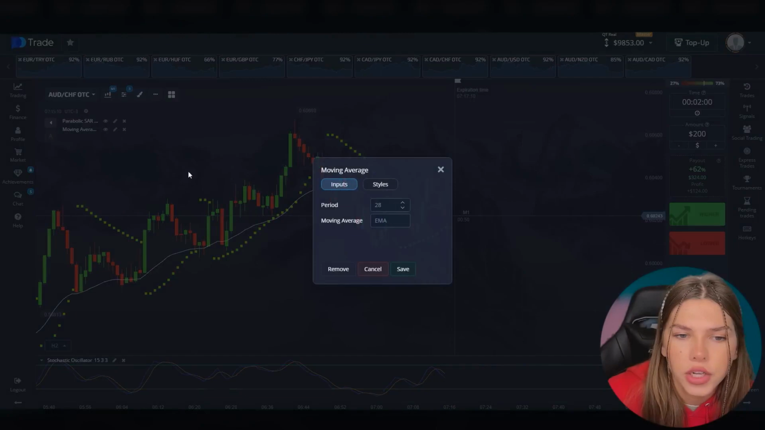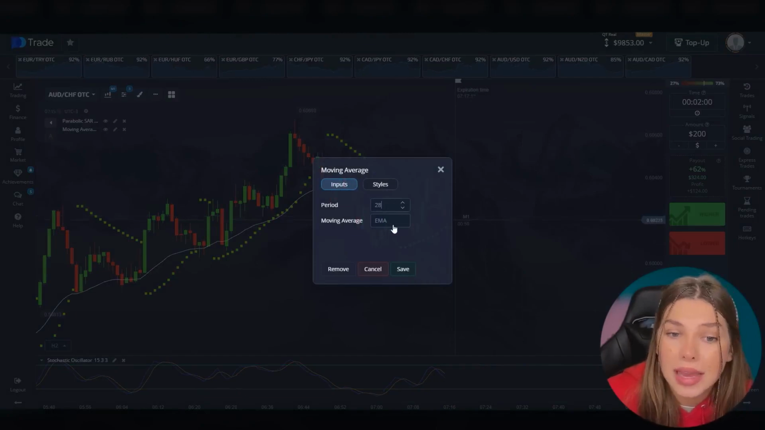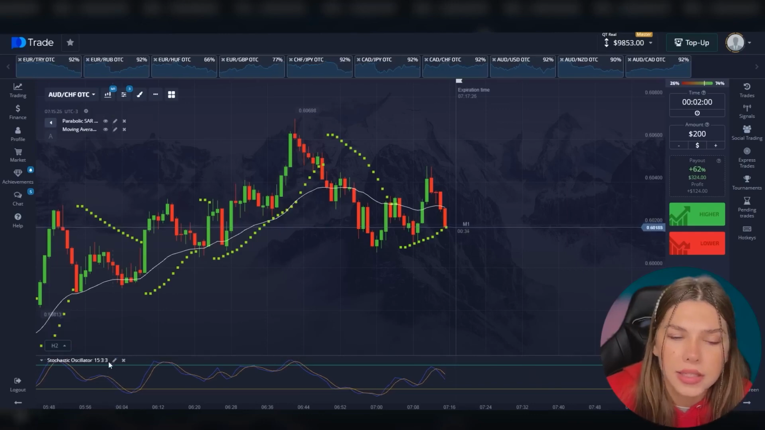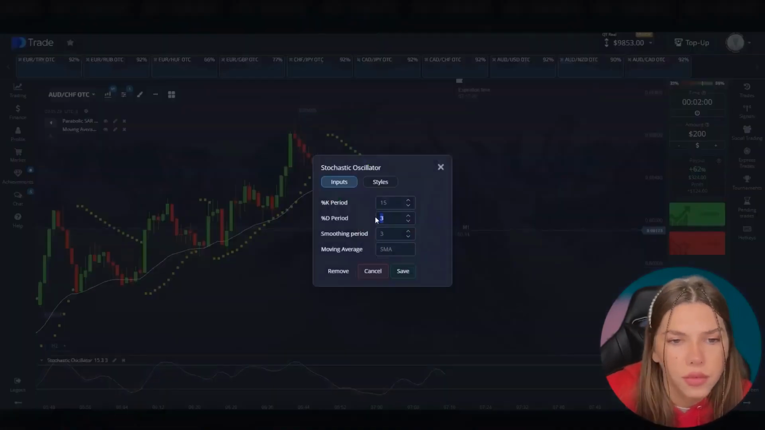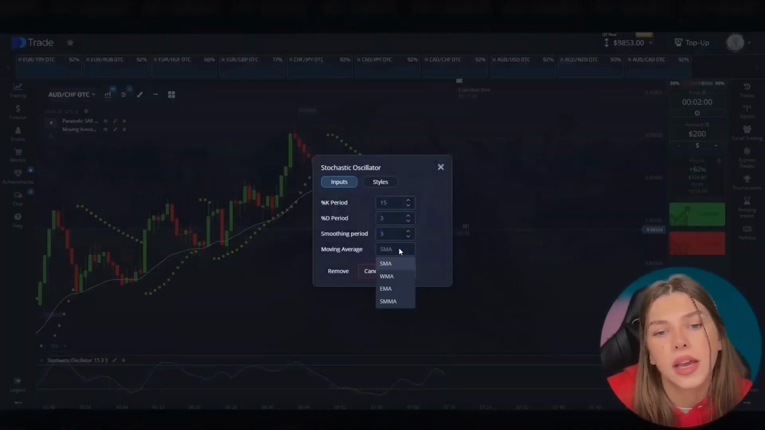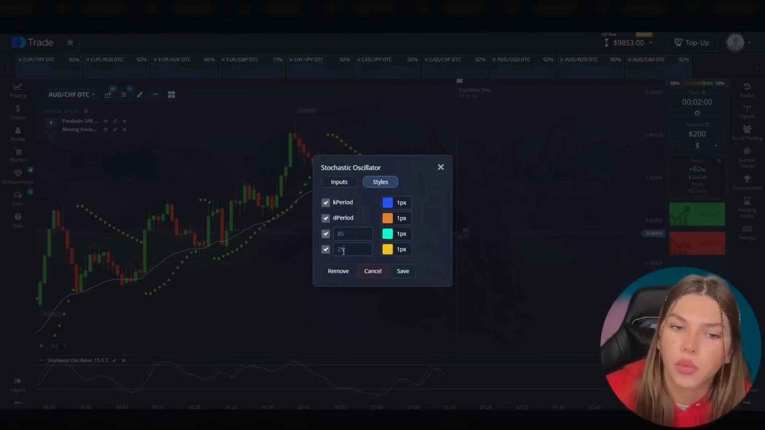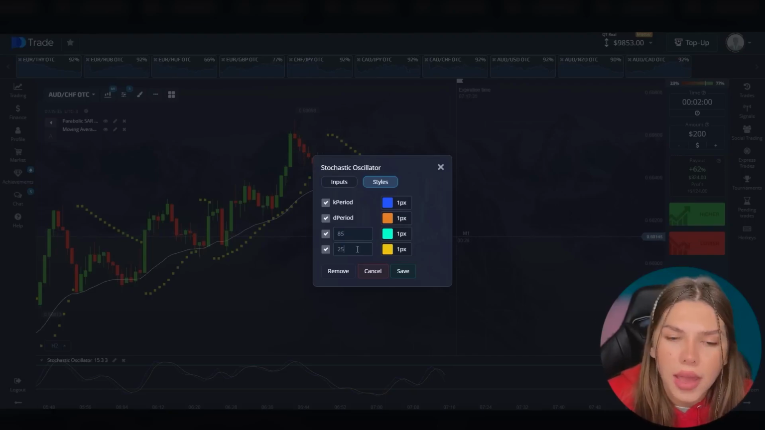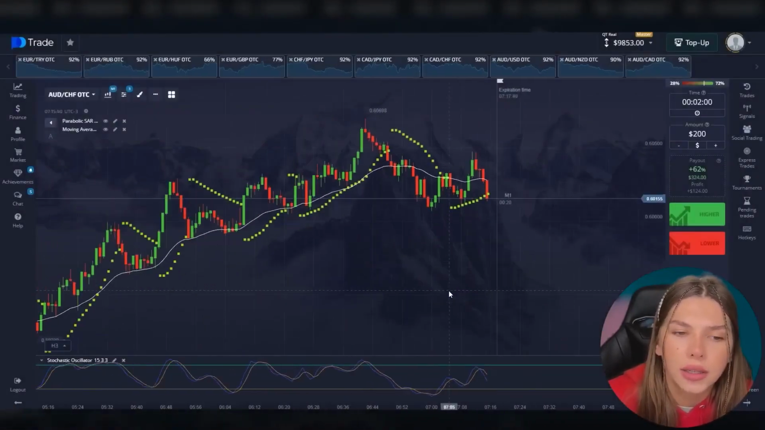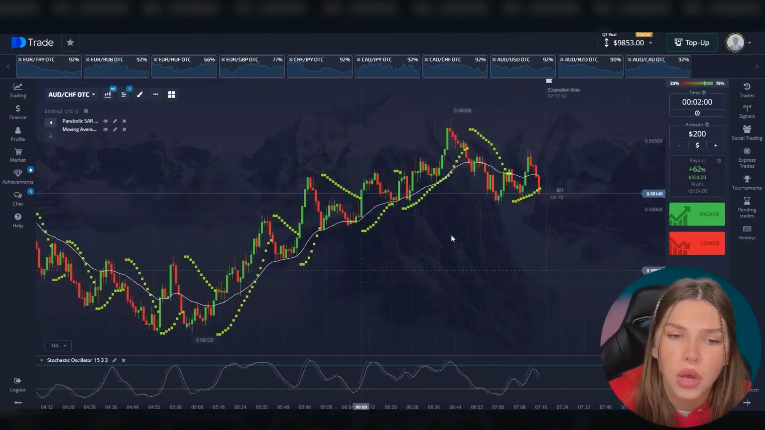After that, in the moving average, we set 28 and the moving average EMA. After setting up stochastic, we go in, put 15, 3, and SMA, and in the style you will have 80 and 20 here. This is an important point. We set 85 and 25. If you have a desire, you can change the colors, but I'll leave it this way.